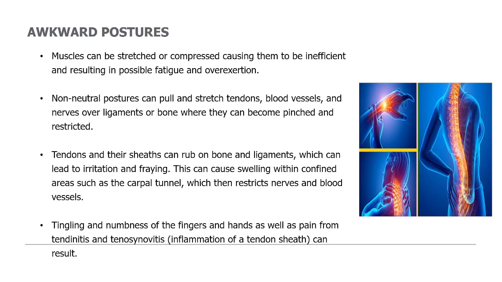Once again, other examples include restricted nerves and even blood vessels, where there is some type of restriction in that particular area. Tingling and numbness in the fingers and hands, as well as pain from tendonitis and tenosynovitis, inflammation of the tendon sheath, can result. In other words, it basically doesn't miss any part of the body if you really look at sitting or even standing for long periods of time.